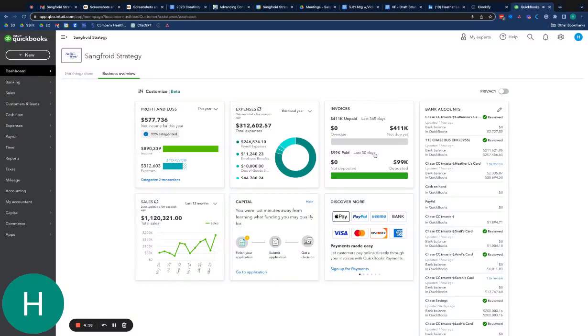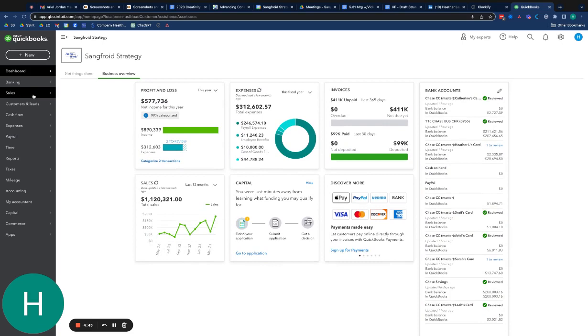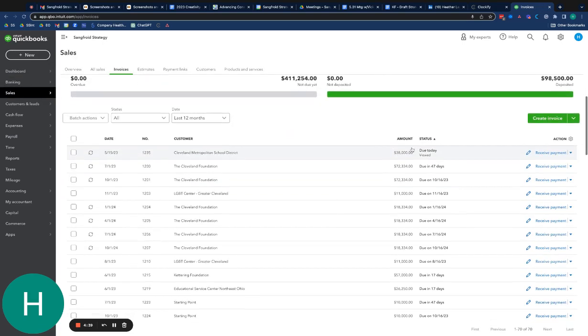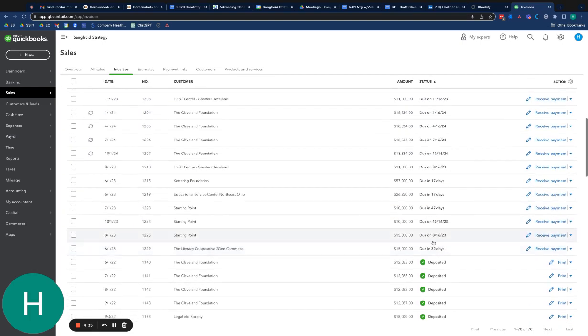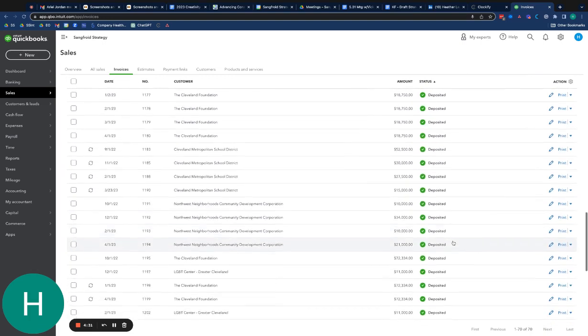We use QuickBooks to track all of our company's revenue and expenses. This is the main dashboard, and we have several accounts connected to it, as well as several employees' cards connected to it as well. We also use QuickBooks to send receipts to our customers and keep track of which payments we've received and deposited them.